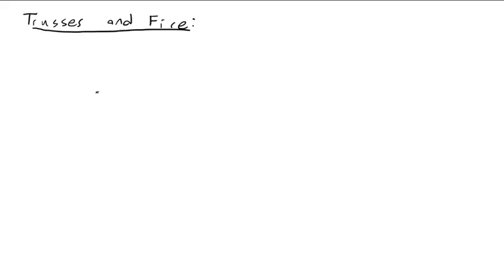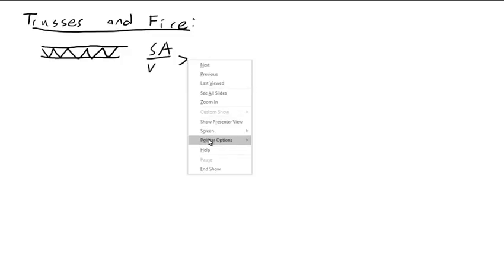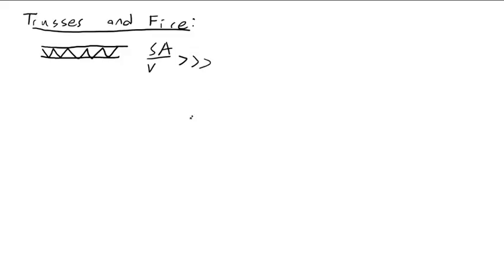Okay, trusses and fire. A truss is very efficient, but it's made of slender members, right? It's very common to see floor trusses and things like that. What this means is, because they're made of very slender elements, they have a very large surface area to volume ratio. Surface area over volume is big. So this is what a truss would look like.